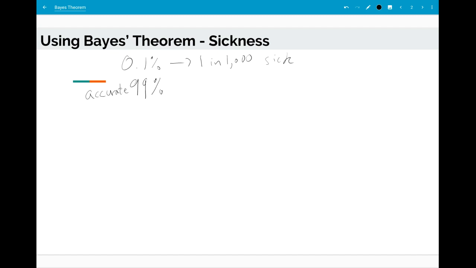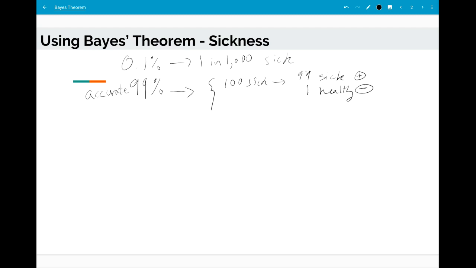But in this case, we're simply going to say that 99% accurate means that if you took 100 sick people, you would expect 99 to be correctly marked as sick, and unfortunately one person's test will say they're healthy. We'll signify this with a positive for being sick and a negative for being healthy.